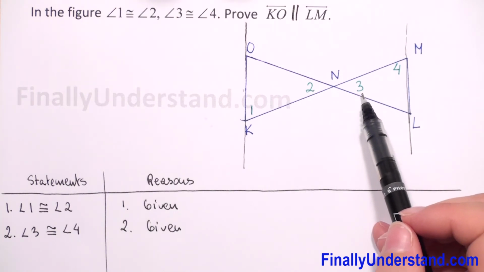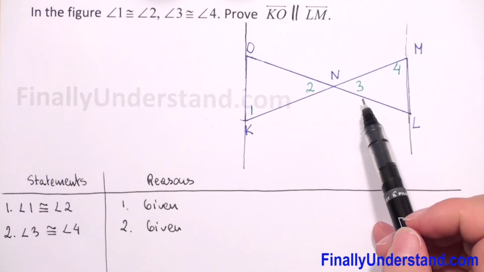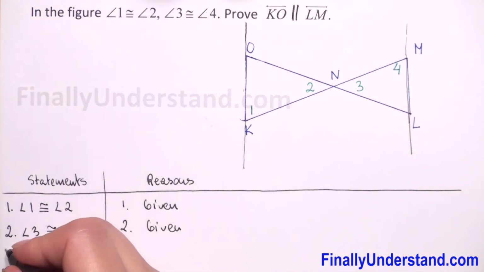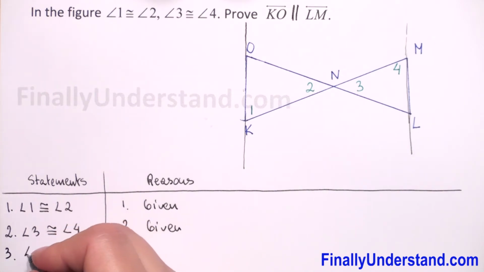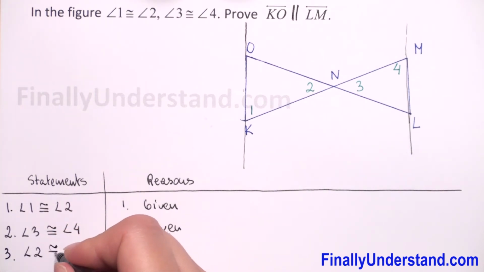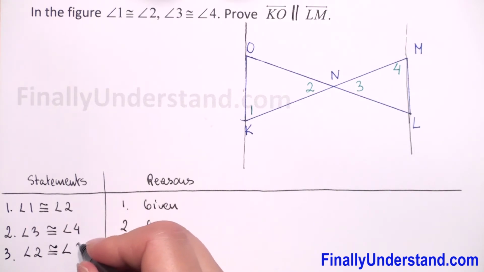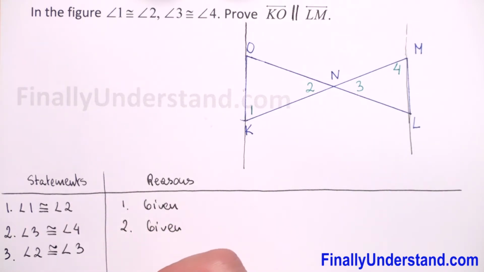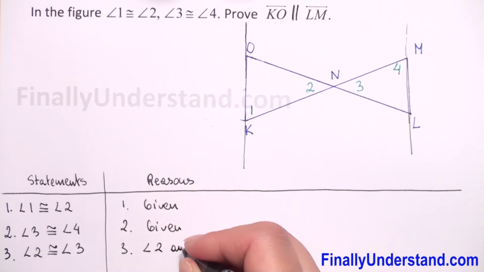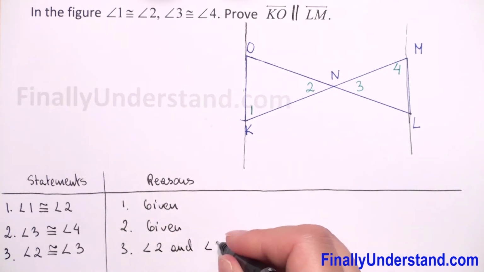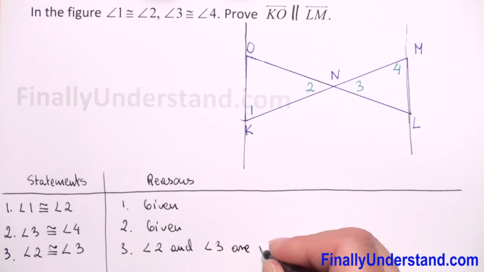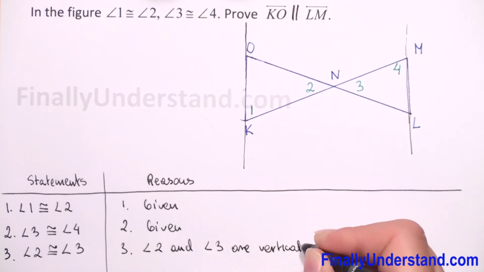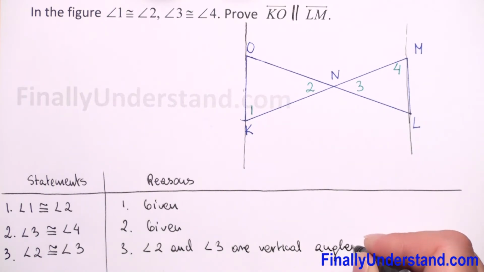And we know that vertical angles are congruent. So we can write that angle 2 is congruent to angle 3. Why? Because they are vertical angles. Angle 2 and angle 3 are vertical angles, and vertical angles are congruent.